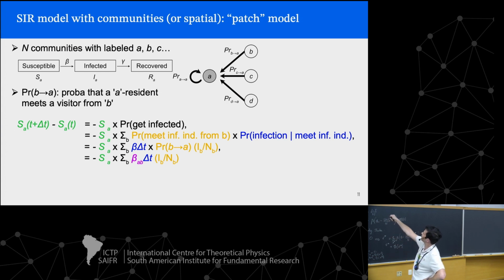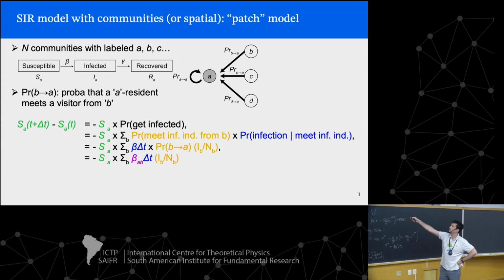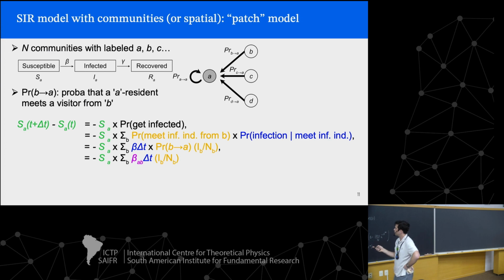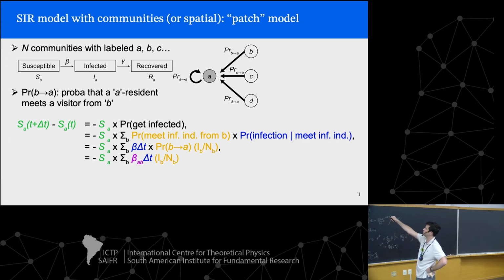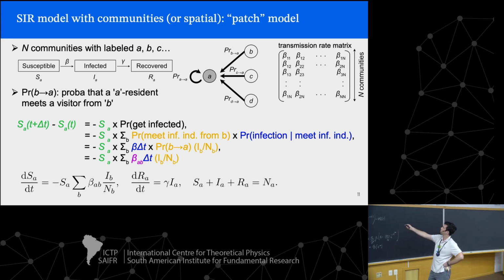So now, if I group this beta with these yellow terms, blue and yellow becomes sort of purple. And so this is beta times A_B, and this one I kept separate. So now, as usual, you divide both sides by delta t, take the limit of this going to 0, and you obtain a differential equation like this. This is what is sometimes called in the literature the patch model.